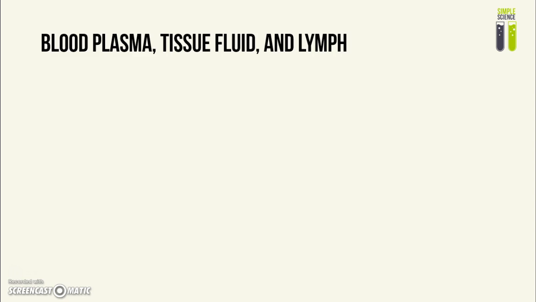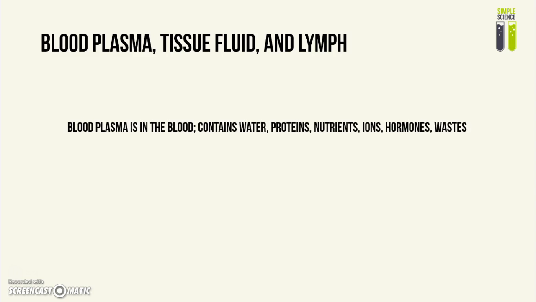So, just to clear up any confusion there is with blood plasma, tissue fluid, and lymph, because I know I had difficulties with this a little bit. Blood plasma is in the blood. It is the thing that is in the blood vessels, and it will contain water, proteins, nutrients, ions, wastes, hormones, and it has clotting factors. So it has very big molecules as well as dissolved small molecules.